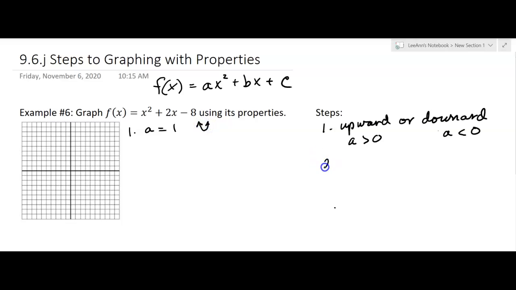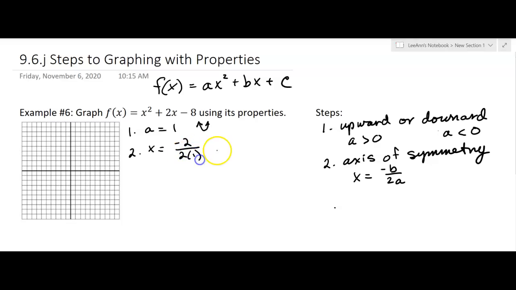Okay, part 2. We're going to find the axis of symmetry. To do that, we find the equation x equals the opposite of b over 2a. So in our case, it's going to be x equals the opposite of 2 over 2 times 1, and that's going to be equal to -1. So our axis of symmetry is x equals -1. That's a vertical line. Now remember, it's not part of the parabola, it's just the axis of symmetry.